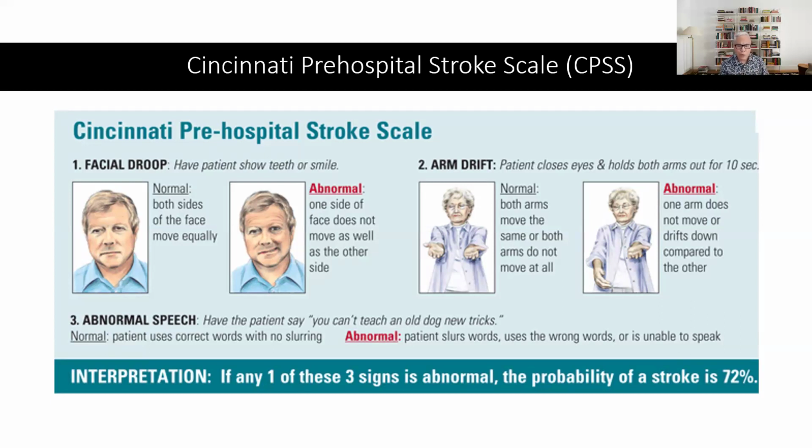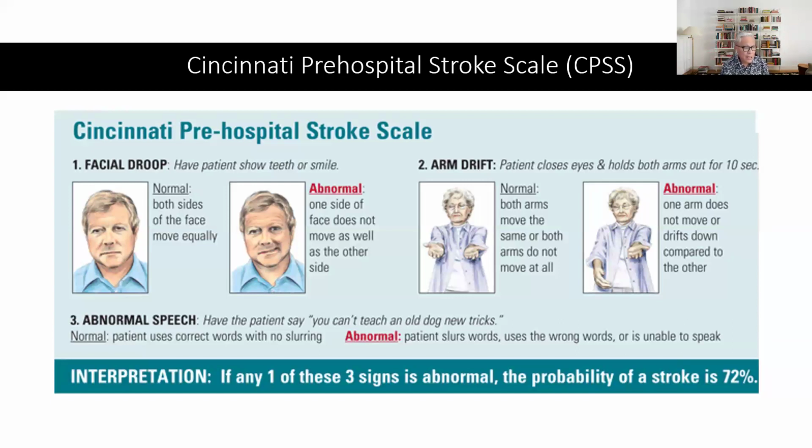The other one is arm drift. Now, the patient should be asked to close their eyes, and hold their arms like they're holding a pizza. And this should be for a period of 10 seconds. Normally, both arms should move equally or not at all. But if a stroke is suspected, one arm might drift compared with the other, or they might pronate, something like this. Their hands move forward like this instead of keeping their hands supinated, as I am illustrating.